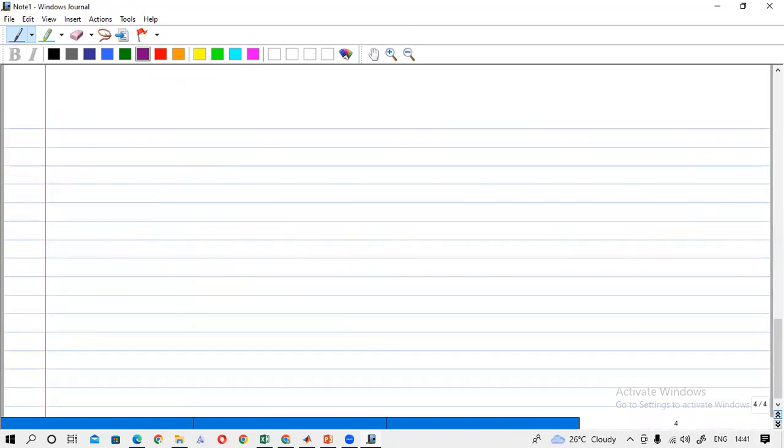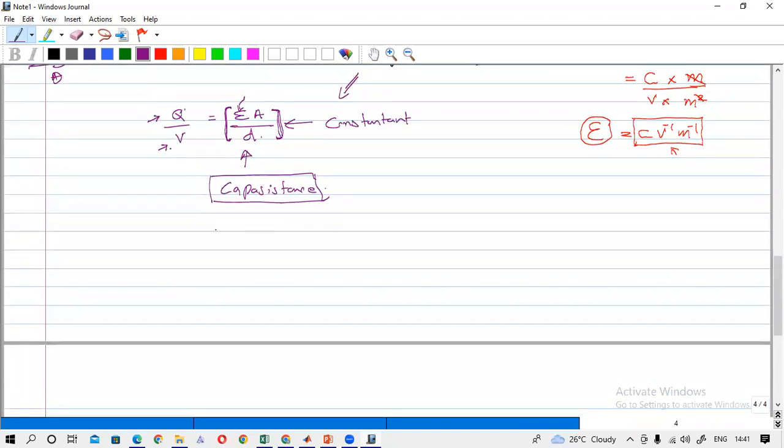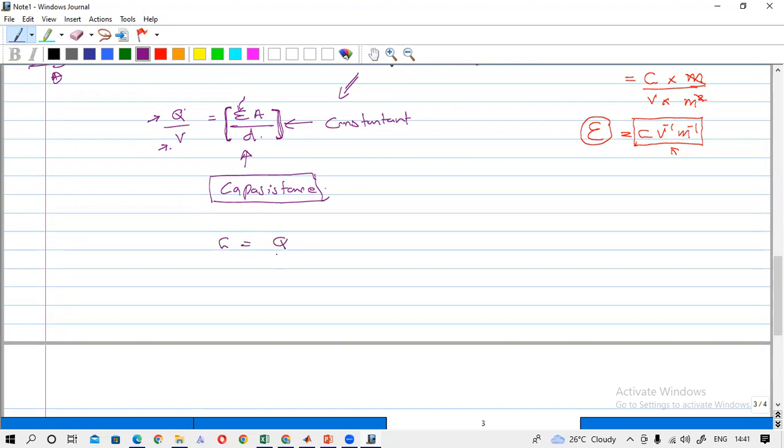Okay. So, we can define this one, C equal to Q divided by V. And this C is equal to epsilon A divided by D.